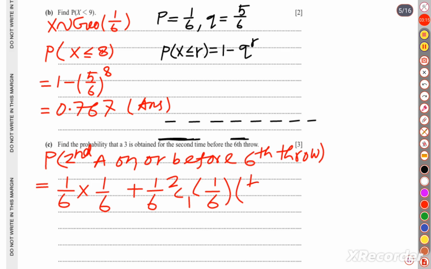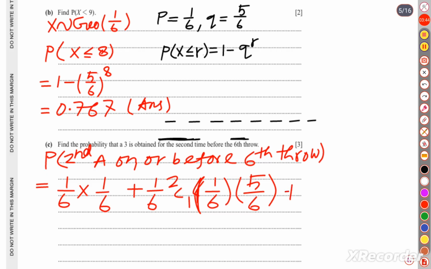It is 5 over 6. I think you are getting my point: if we assume that three throws were required, among these three throws the third throw was a success, that's why 1 over 6. But between the previous two throws there was one success and one failure, that's why we have written 2 choose 1 multiplied by one success and one failure.